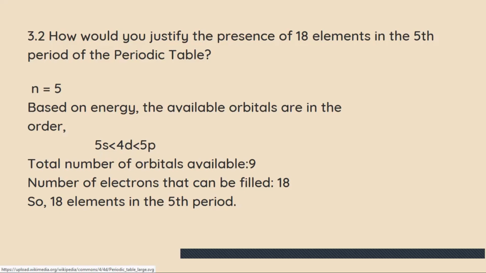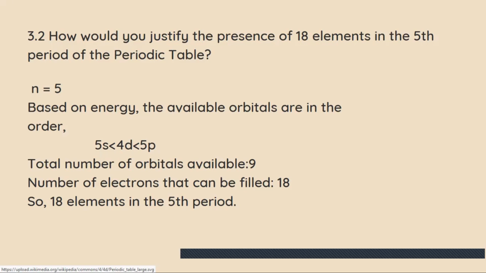If you haven't learned about it, do check out the atomic structure video. It's much clearer over there, so you'll be able to understand this better. So the available orbitals are 5s, 4d, and 5p. For the total number of orbitals, 5s will have 1 orbital, d generally has 5, p has 3. So that totals up to 9. And the number of electrons that can be filled is 18. So 18 elements are present in the fifth period, just double of 9.